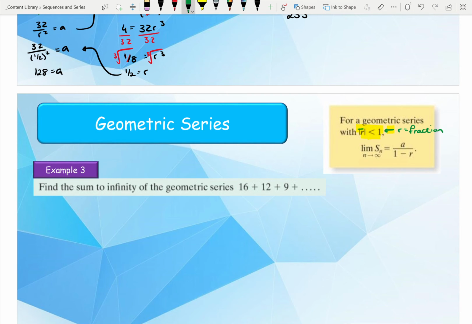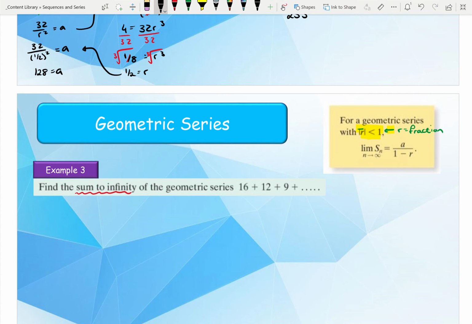So it says the limit as Sn approaches infinity, which is really my S to infinity, is given by a over 1 minus r, which usually tends to come up if it says that the series is unlimited or it goes to infinity, like it says here. Find the sum to infinity of the geometric series 16 plus 12 plus 9.